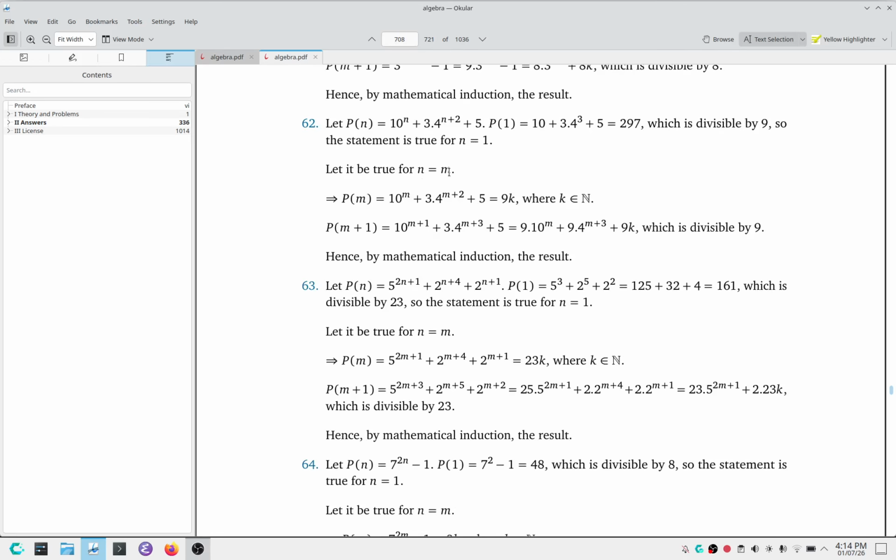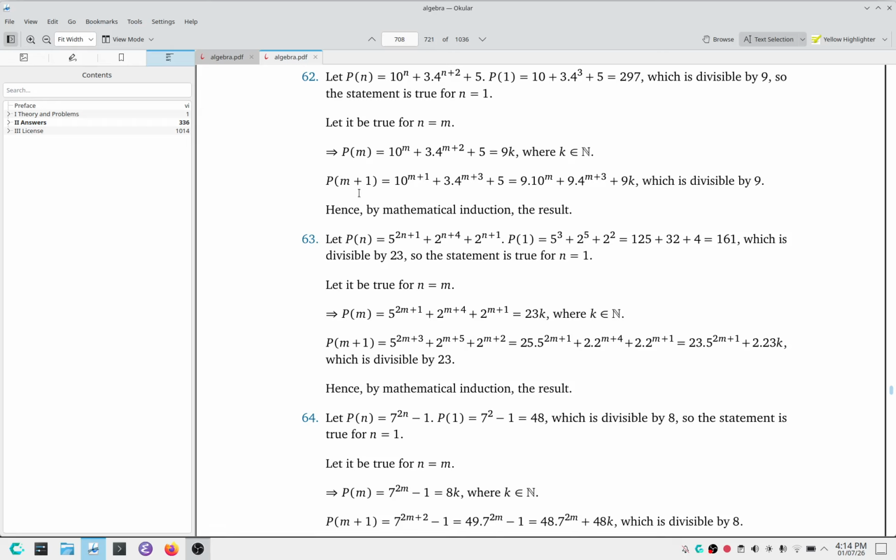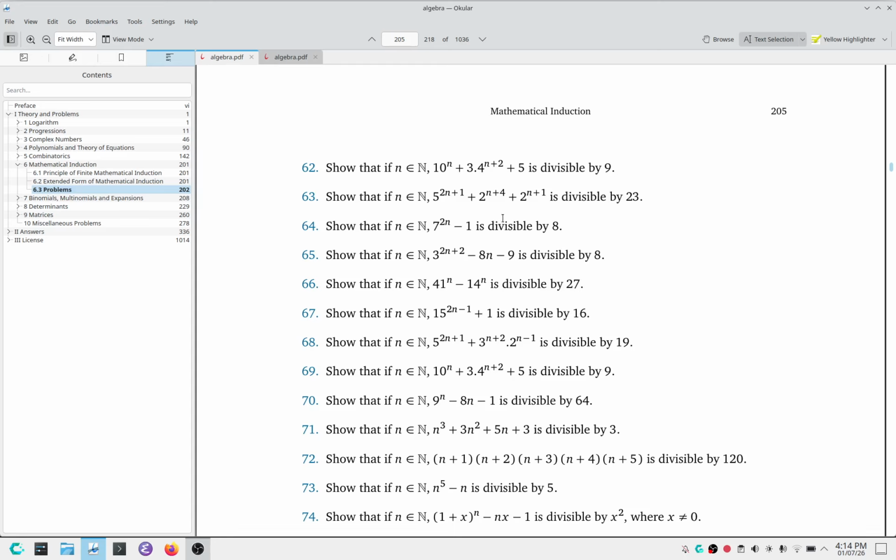We let it be true for n is equal to m. We get P(m) is equal to 10 raised to the power m plus 3 times 4 raised to the power m plus 2 plus 5 is equal to 9k, where k is in the set of natural numbers. Now we put n is equal to m plus 1. We get 10 raised to the power m plus 1 plus 3 times 4 raised to the power m plus 3 plus 5, which is equal to 9 times 10 to the power m plus 9 times 4 raised to the power m plus 3 plus 9k, which is divisible by 9, and hence by induction we have the result.